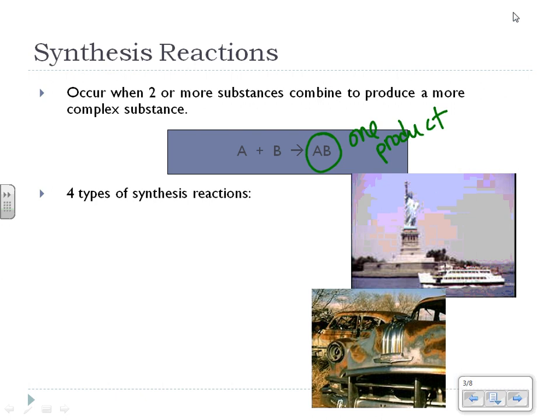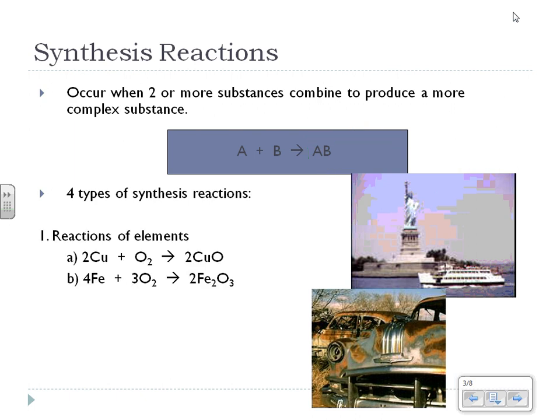There are 4 different types of synthesis reaction, and here's where we get into the nitty-gritty details, so pay close attention to this. The first is the reaction of elements. So you can see in both of these examples, we start off with elements such as copper and oxygen, or iron and oxygen, and we make our more complex compound at the end. So copper 2 oxide, and this is iron 3 oxide, or ferric oxide. So in both of those cases, I'm starting off with nothing but elements, and I'm making something a little bit more complicated or complex.